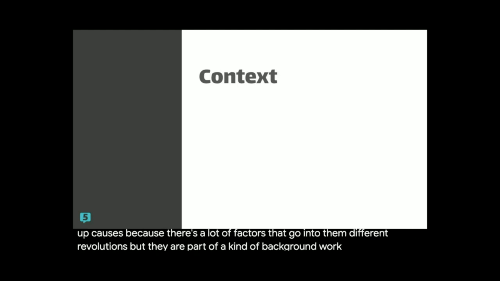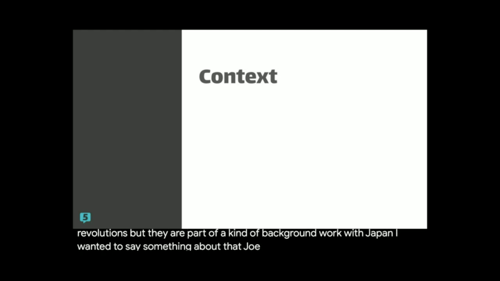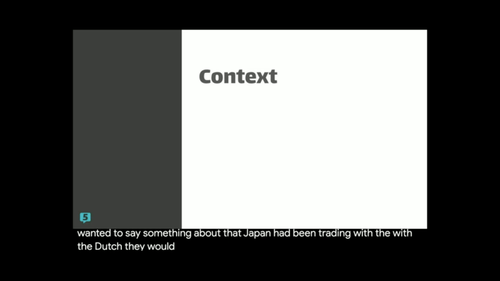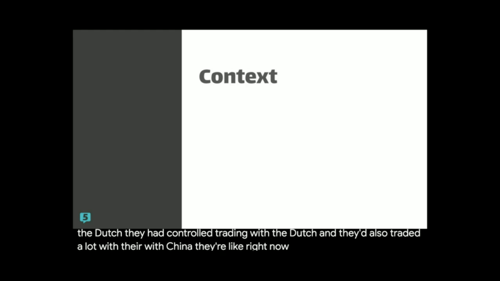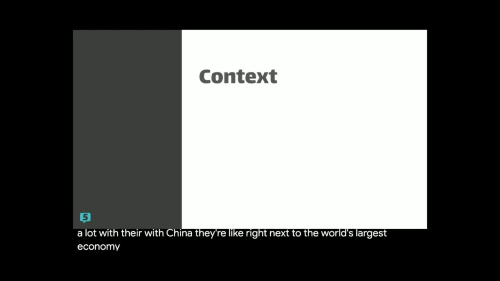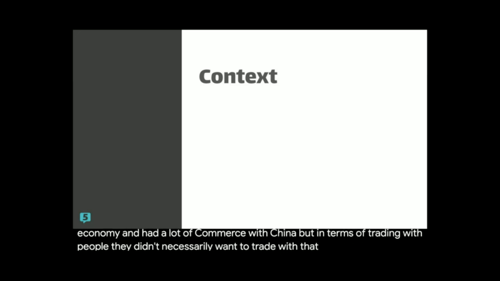Okay. With Japan, I wanted to say something about that. Japan had been trading with the Dutch. They had controlled trading with the Dutch, and they'd also traded a lot with China. They were right next to the world's largest economy and had a lot of commerce with China. But in terms of trading with people they didn't necessarily want to trade with, that's 1853, the Commodore Perry mission.